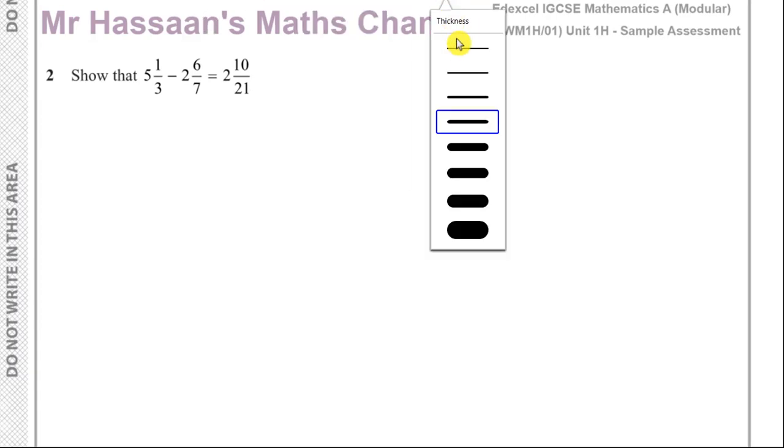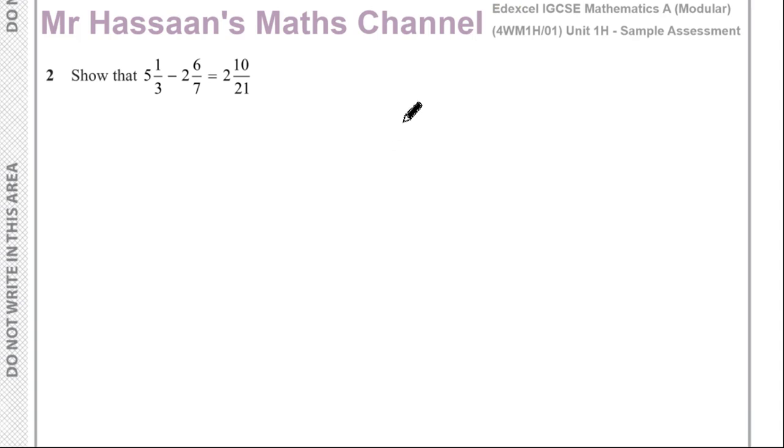Hassan's Maths channel, and I'm now answering question number 2 from the sample assessment paper for the Edexcel IGCSE Mathematics A modular paper, which has the code 4WM1H. This is a higher paper, and this question number 2 is all about fractions, and we have to subtract these two fractions and show that you get 2 and 10 over 21.